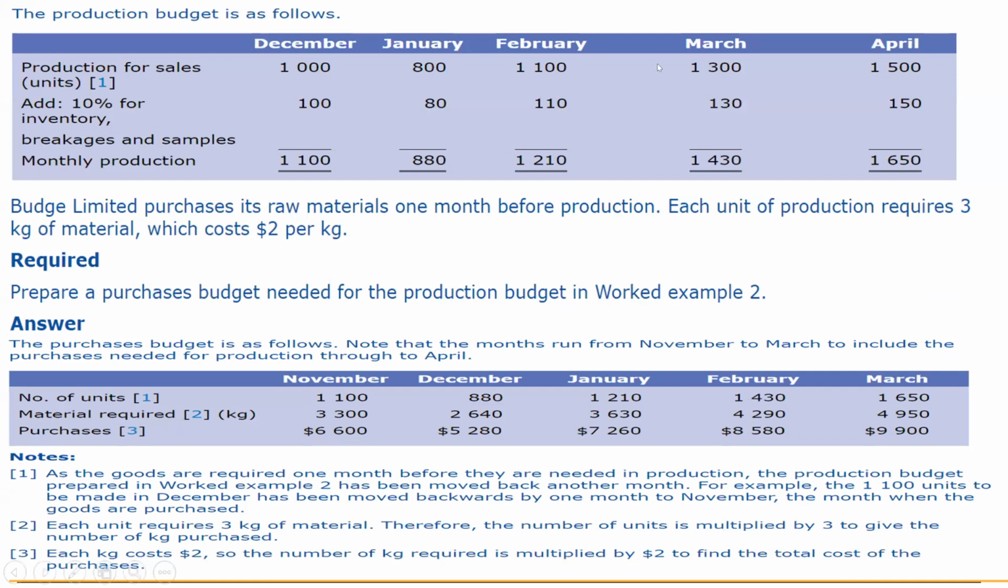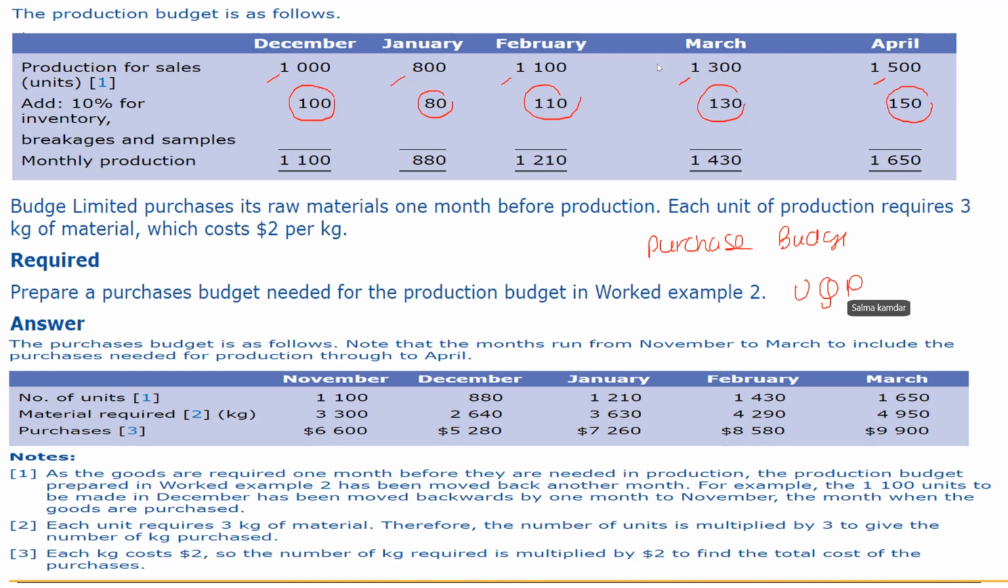Now listen to me. You have your production budget. This production budget is already given to you. You know that you have to produce 1000 units, 800, 1100, 1300, 1500. You know that your closing inventory is 100, 80, 110, 130, 150. I've given you a small formula for making the purchase budget. UQP: units into quantity of raw material into price of the raw material.